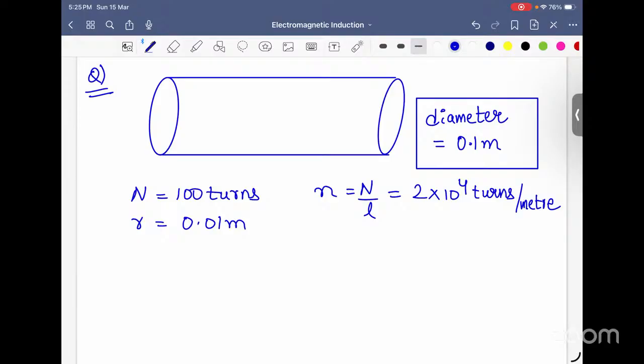The current in the solenoid increases from 0 to 4 ampere, and the resistance is given to us as 10 pi square ohm. We need to find the total charge flow. That's the 2017 question. Try to solve this question.